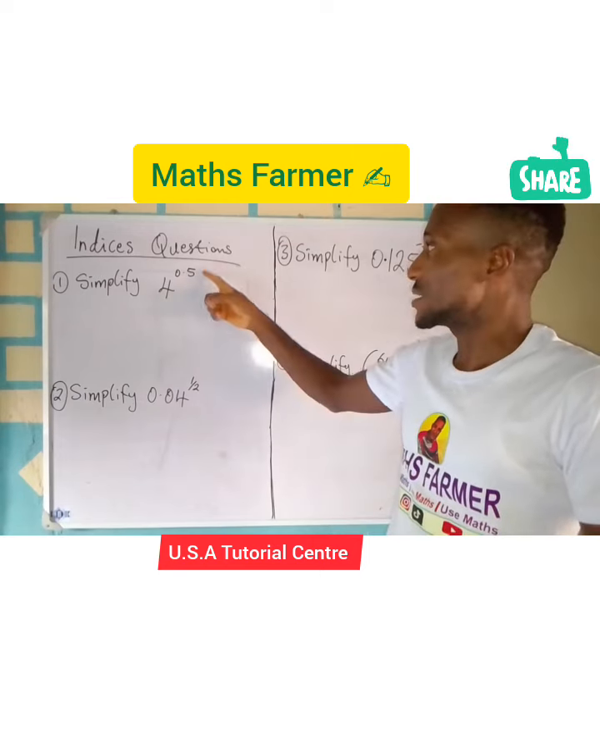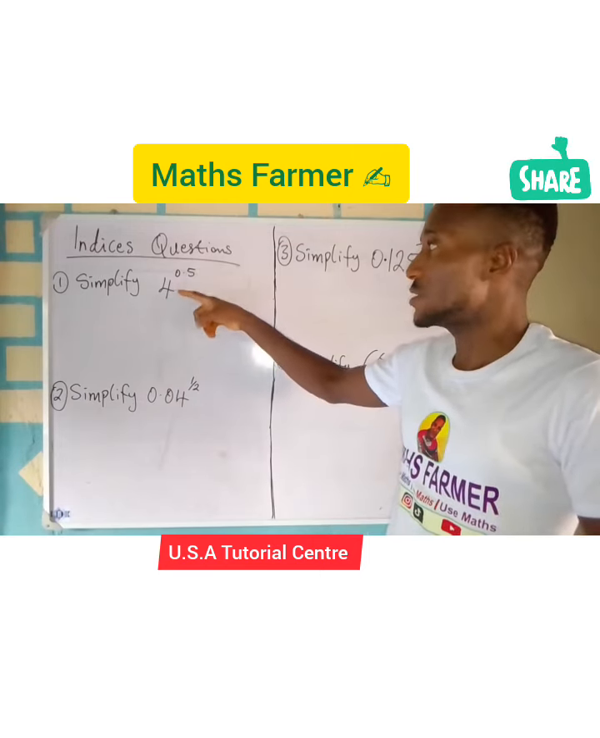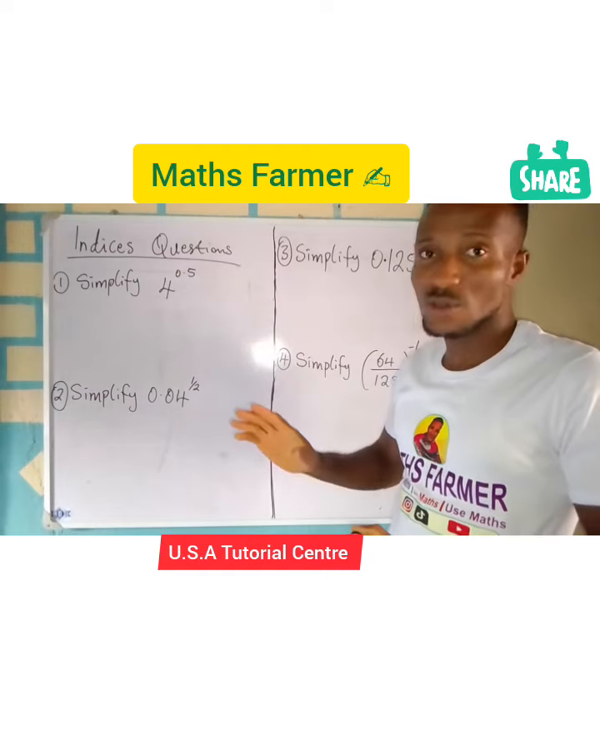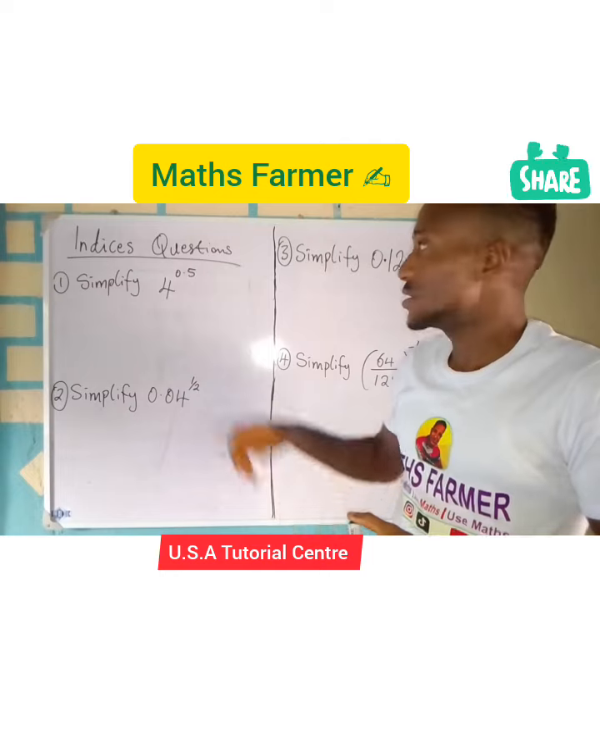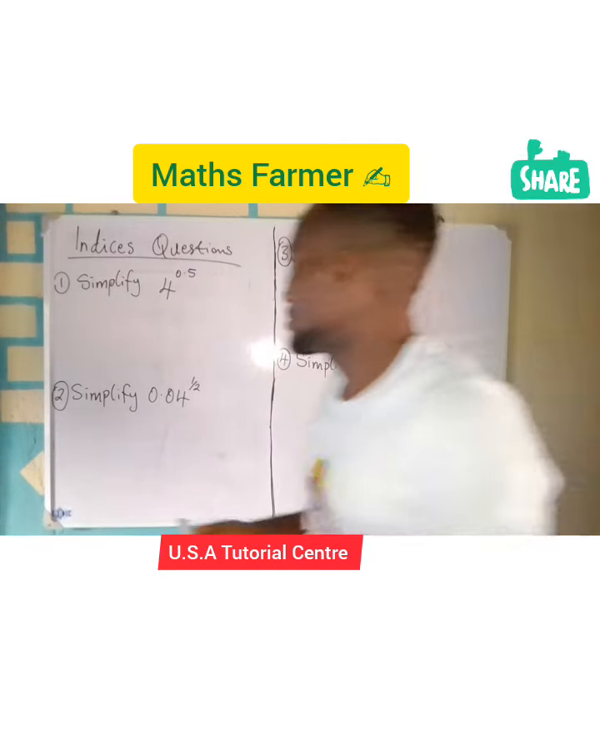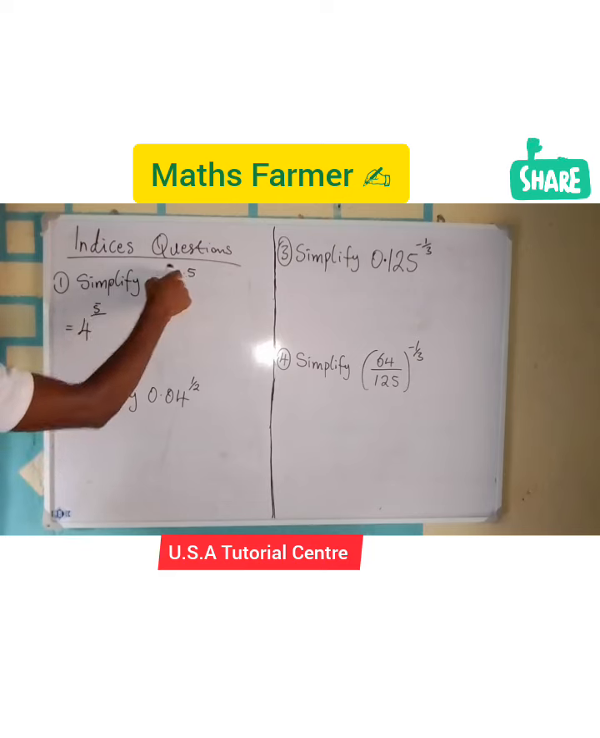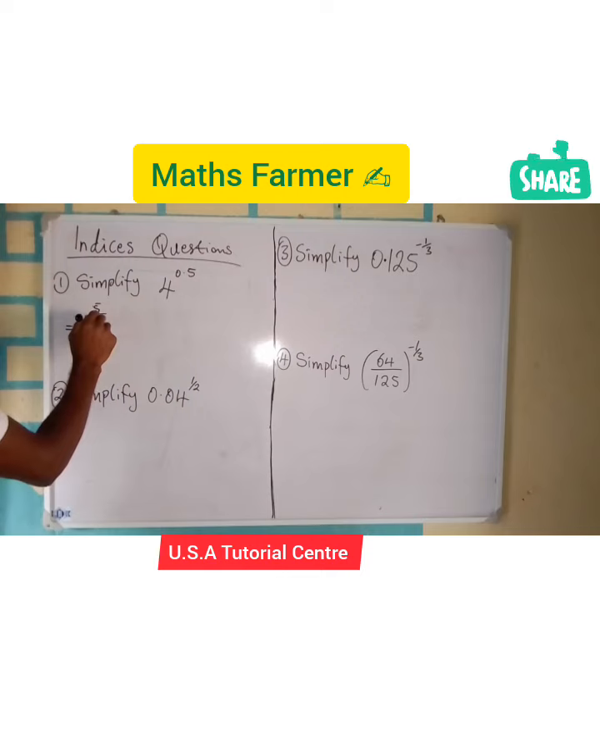If you watch the index here, the index is 0.5, while the base is 4. So the index here is a decimal number. We have to convert it to a fraction, the fractional equivalent of 0.5. Converting that, we have 5 over. The point here is 1. How many numbers after the point? One number, so we put one 0. So 5 divided by 10 is the same as 0.5.